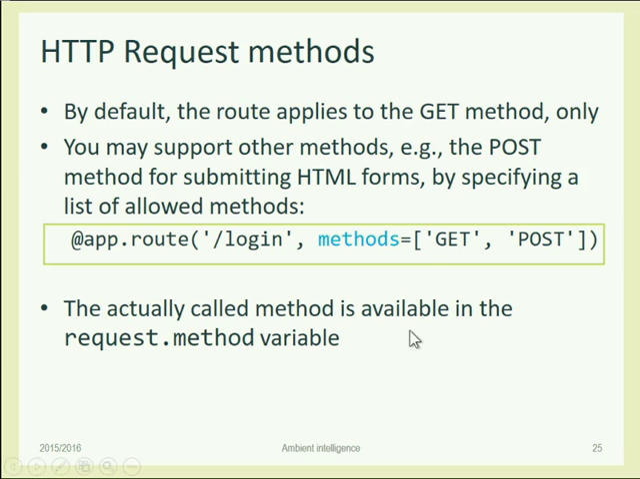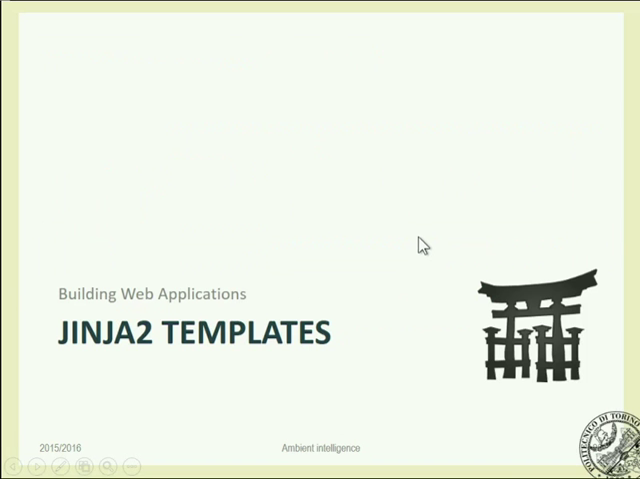If we want, inside the function, to know which method we were called with, we can use request.method. I told you that the request contains everything you need to know about the request. We use request.form, and also request.method is available and will tell you whether we were called with a GET or with a POST method.